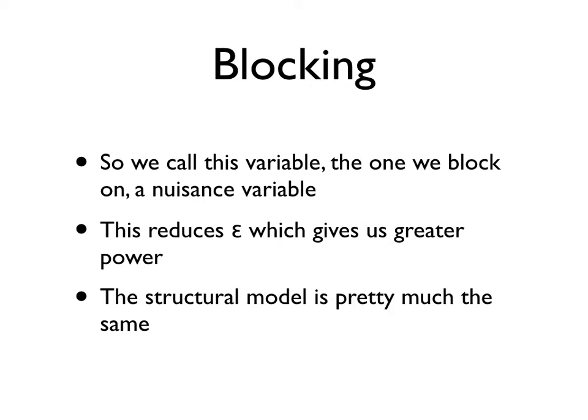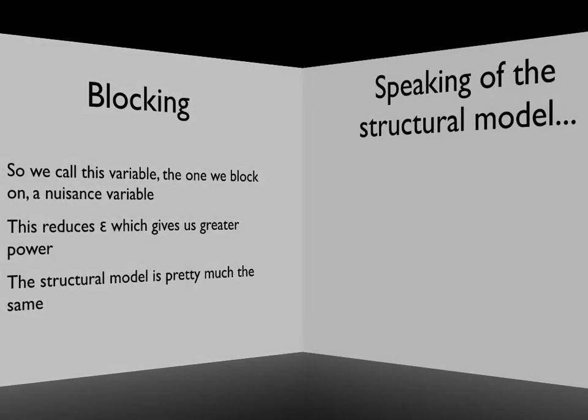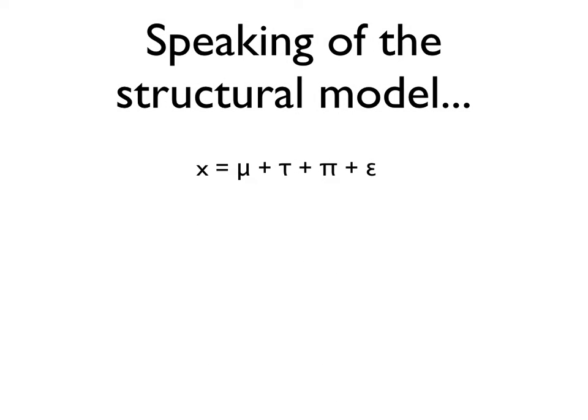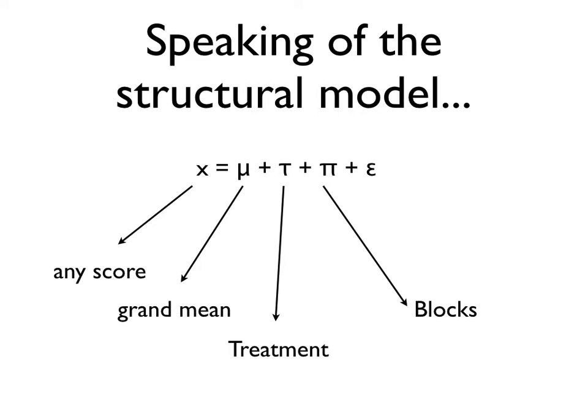The structural model actually looks like the first one we had for repeated measures. So it just looks like this. Any score equals the grand mean plus the treatment effect plus the effect of being in a block, or having that level of that nuisance variable, plus the error, the residual, the stuff we can't explain. Okay? The example's coming up.